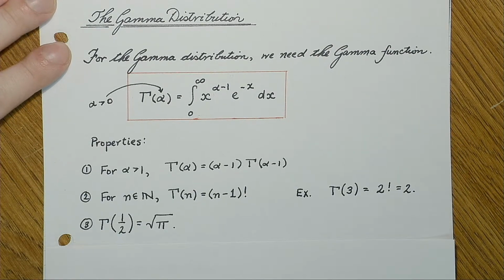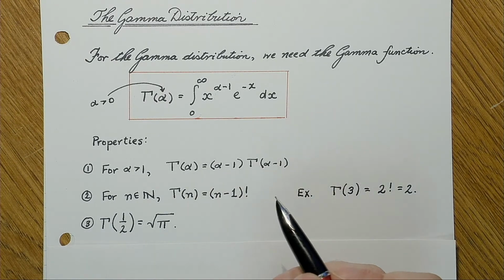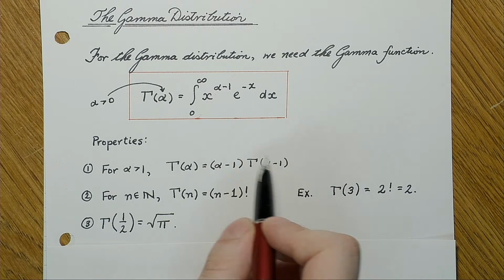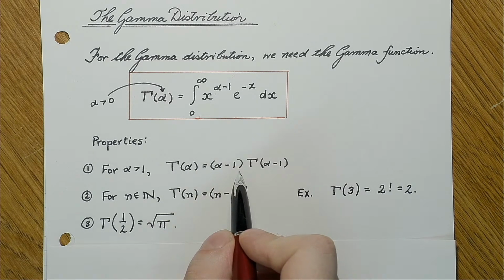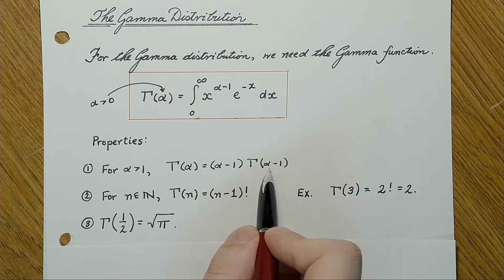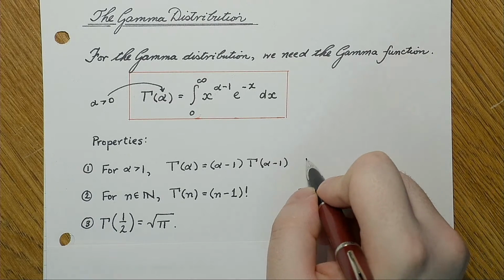There's 3 properties for that. And you can write it as a recursive definition. So you can write gamma of alpha is equal to alpha minus 1 times gamma of alpha minus 1. So that's kind of like a recursive definition.